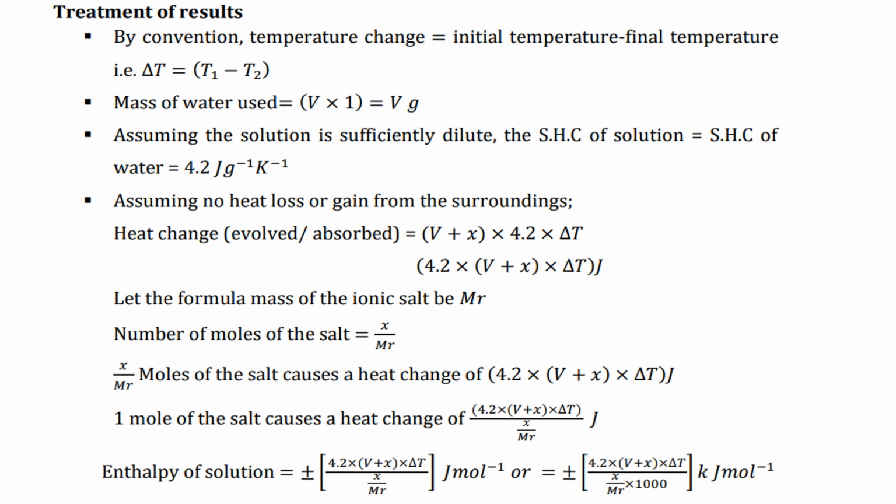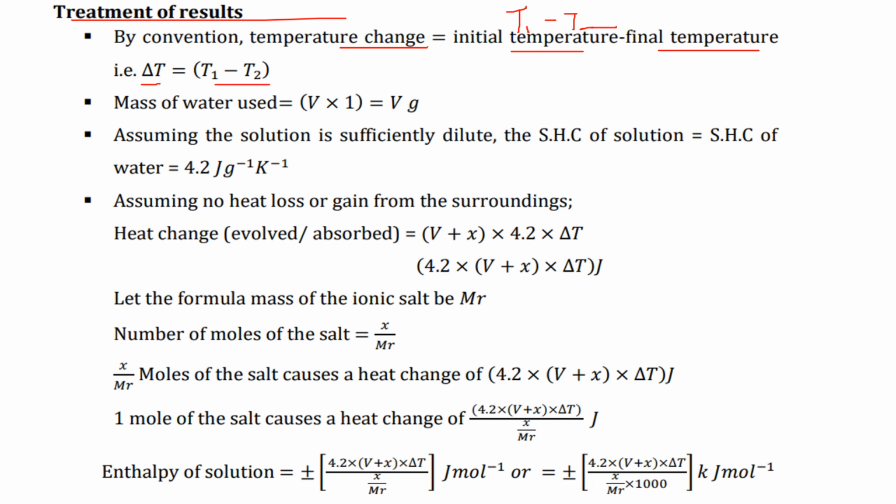And therefore we are going to start treating our results as we recorded from the experiment. By convention, temperature change is going to be equal to initial temperature minus final temperature. So remember that initial temperature was T1 degrees Celsius and final temperature was T2 degrees Celsius. So change delta T is going to be equal to T1 minus T2 degrees Celsius.